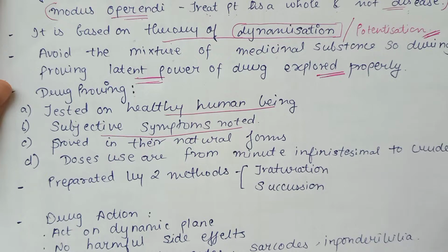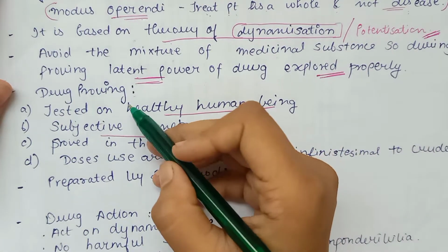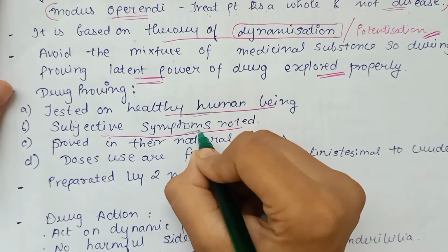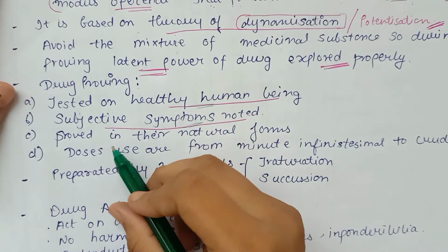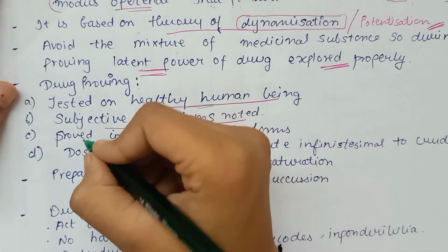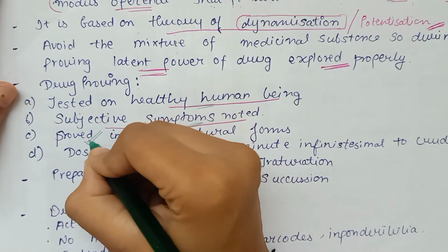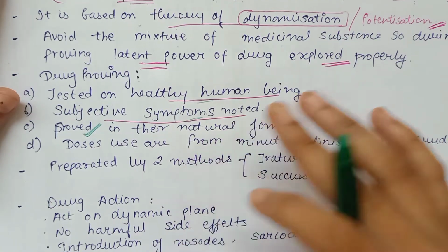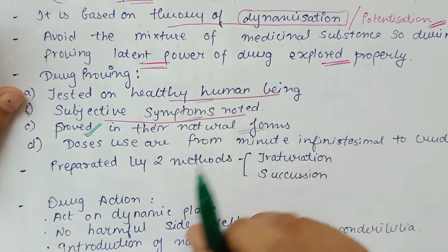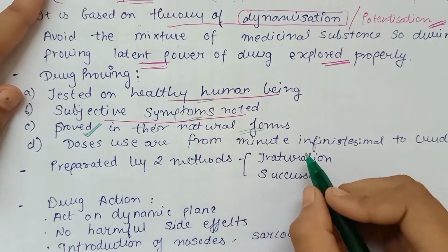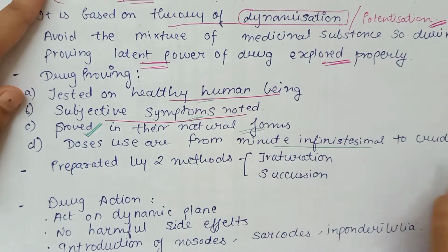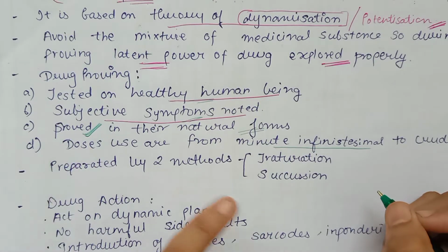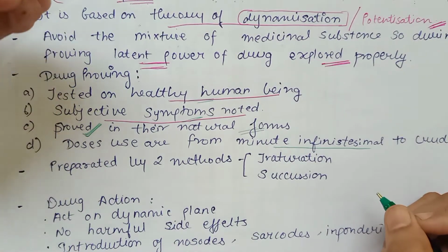नहीं, we just get the objective symptoms, but in homeopathy we prove it on healthy human beings, so we get the subjective symptoms also. Okay, then proved in their natural forms. Means we don't add any artificial, we just use or prove in their natural forms. Doses used are from minimal infinitesimal to crude form. Okay, means in which doses do we give?